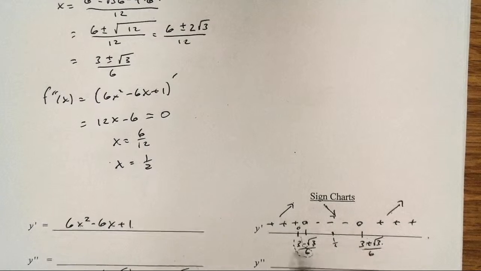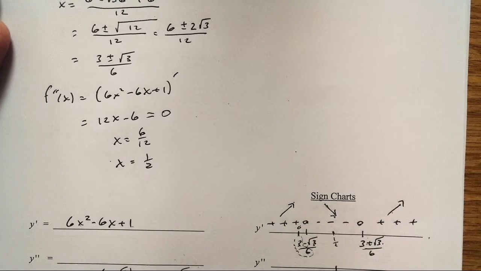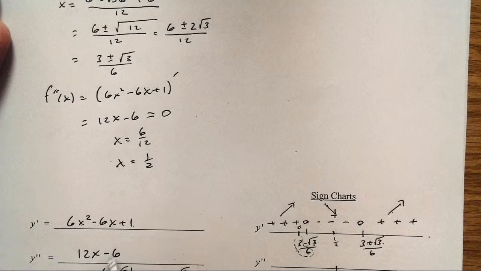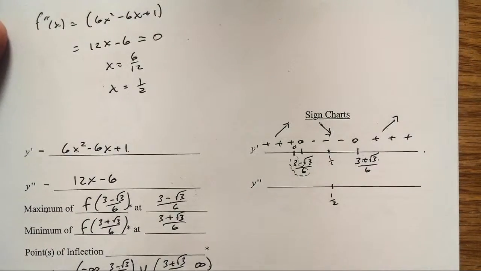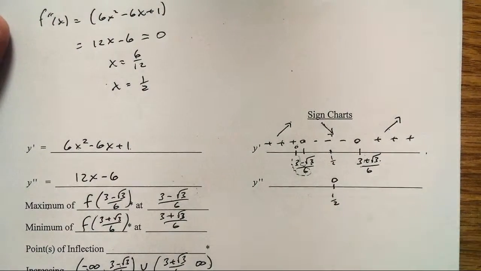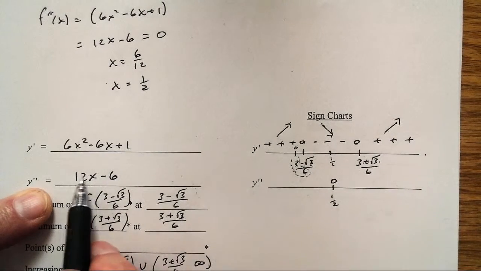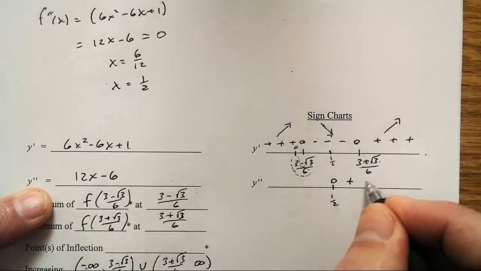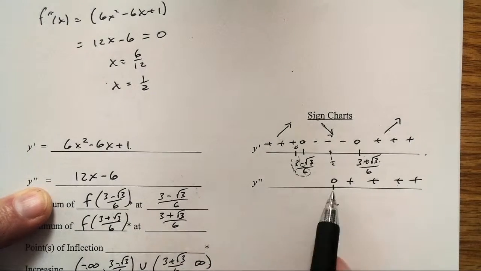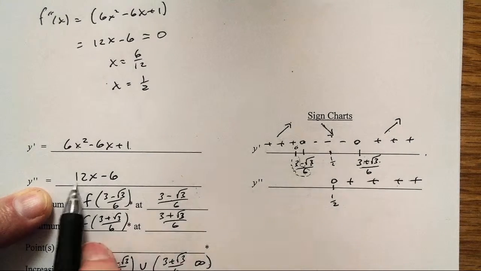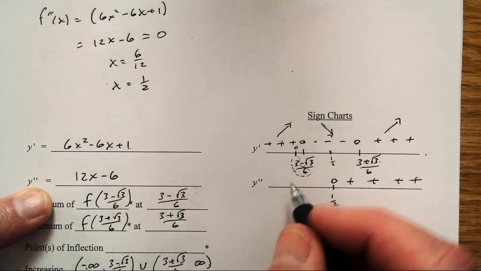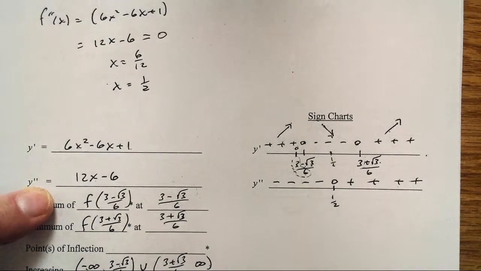Halfway between here. Okay, so we've got 1/2. The second derivative is 12x minus 6. At 1/2, that derivative is 0. Something bigger than 1/2, like maybe 5, I get 60 minus 6, positive. Something smaller than 1/2, like negative 5, I get negative 66, negative.